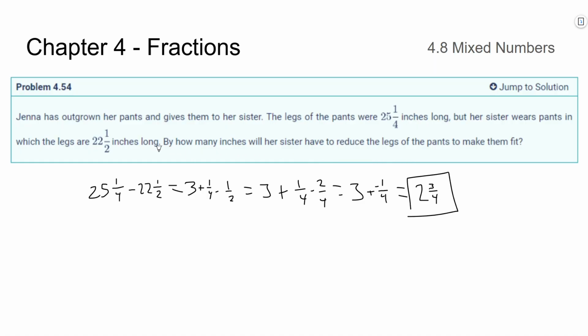And what does this mean? By how many inches will her sister have to reduce the legs of the pants? So we have to reduce the pants by 2¾ inches in order to get down to 22½. Let's see if that makes sense. If we're at 25 and we need to go down to 22, well, we know it's going to be around 3 inches, probably a little bit less than 3 inches. So this is reasonable. If you had a number like 10 or 20, then you know that's not a reasonable answer because you only need to go down a little bit, by a couple inches. So that looks like a reasonable answer to me.